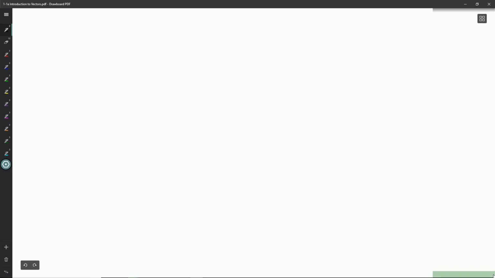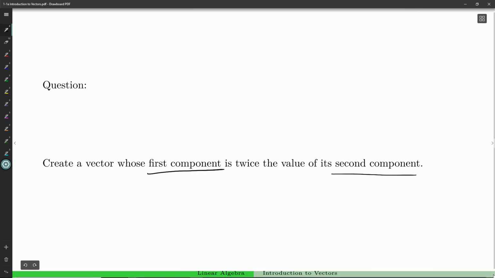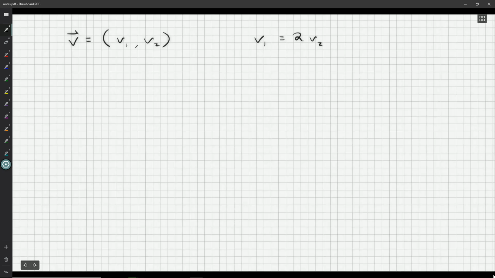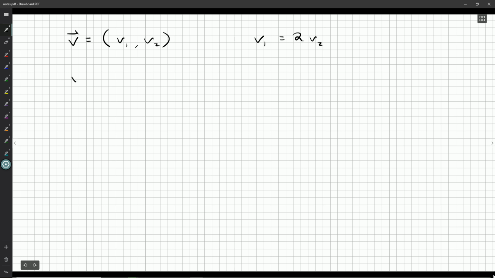If we're working with a vector in R2, we have two components, v1 and v2. And we're asked that the first component be twice the second component. But that is, we can double check, the only condition. So as long as we pick a value for the second component and double it for the first component, we've done what they've asked. So there are lots of possible answers.